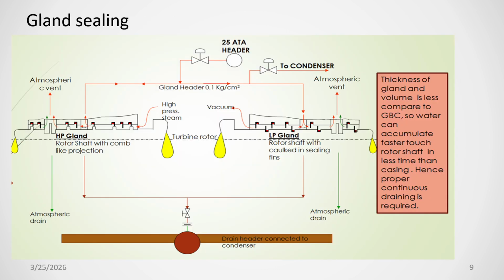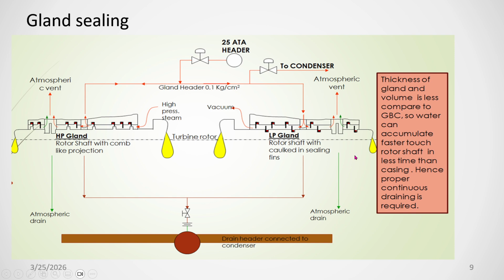This is the gland portion. Because the high pressure turbine is a condensing turbine, the condenser means less than atmospheric pressure. This is the condenser side, this is the high pressure side. For steam to flow from high pressure to low pressure, there has to be a pressure difference. So first you have to create a vacuum in the condenser, for the steam that goes to the condenser.